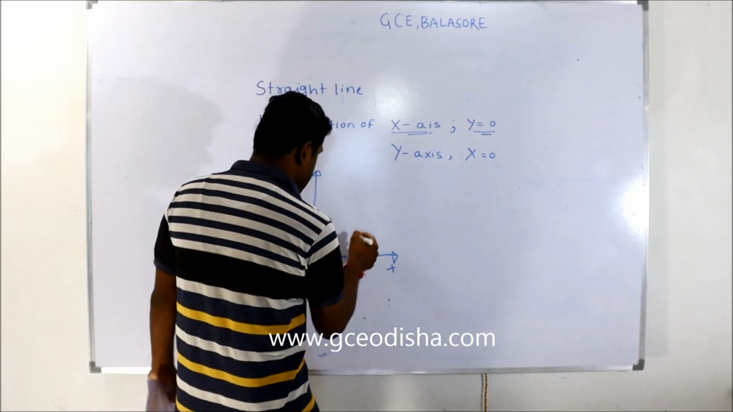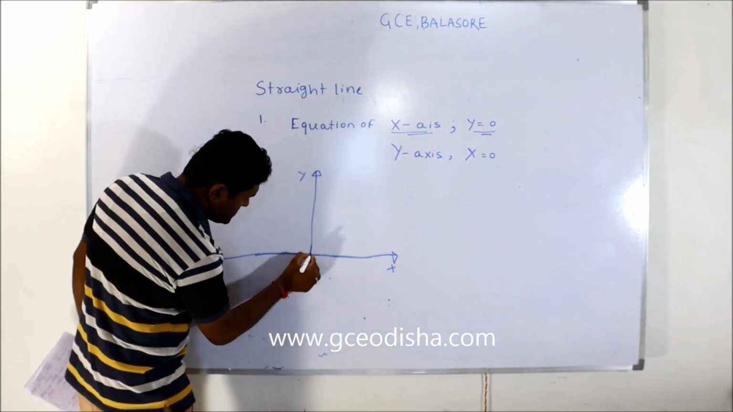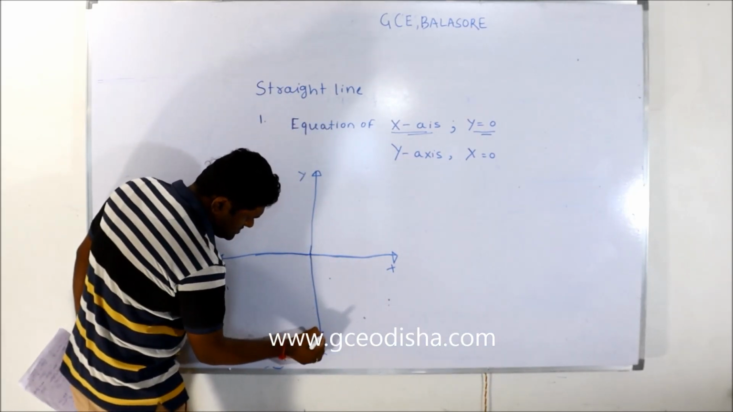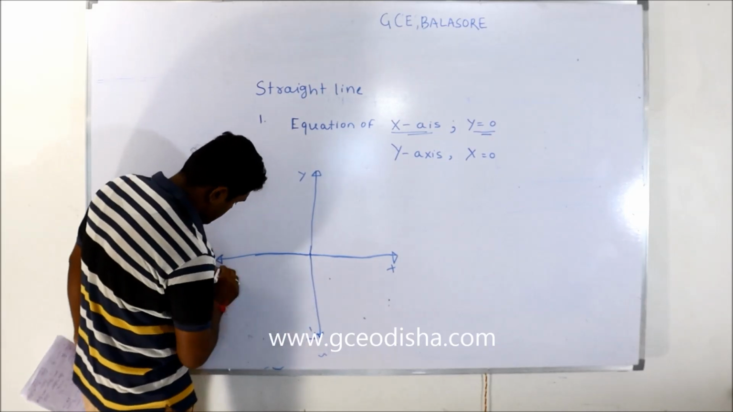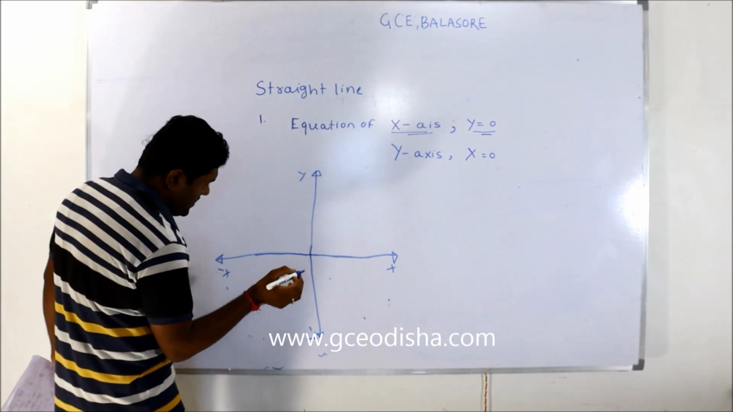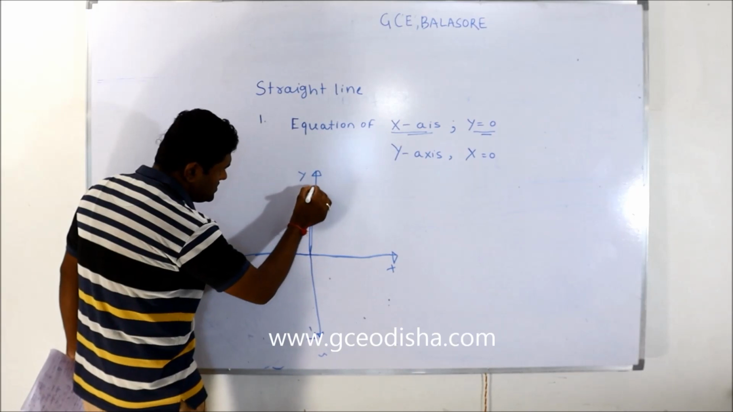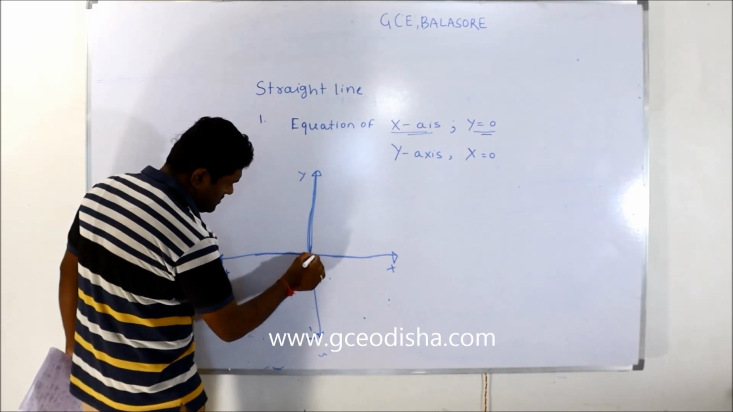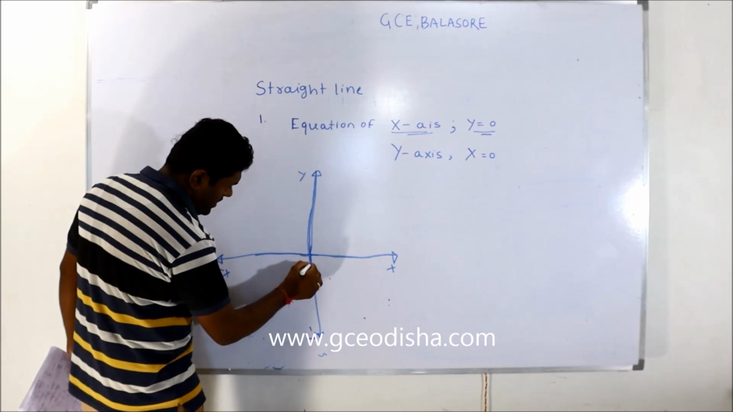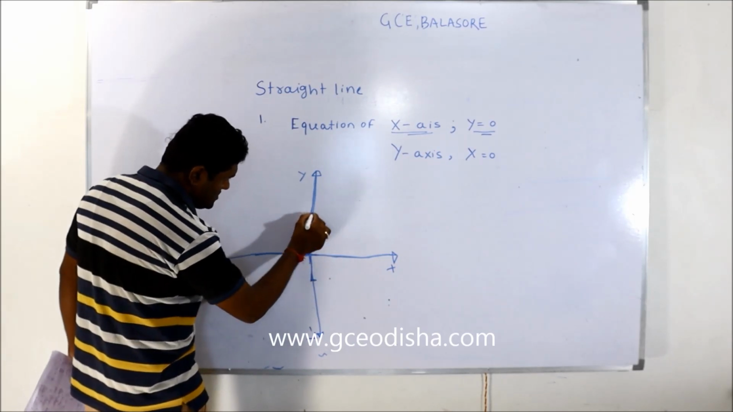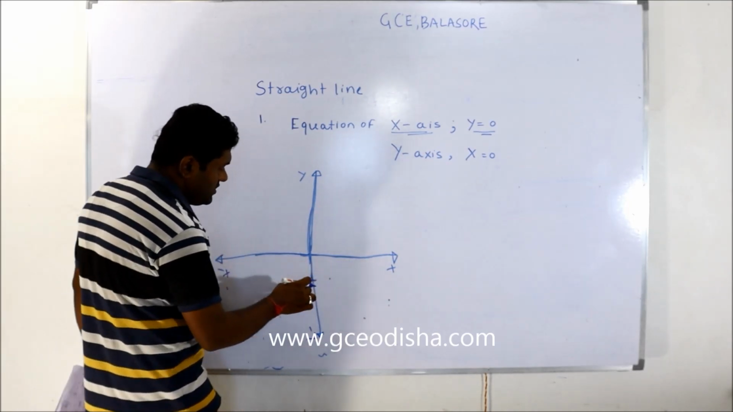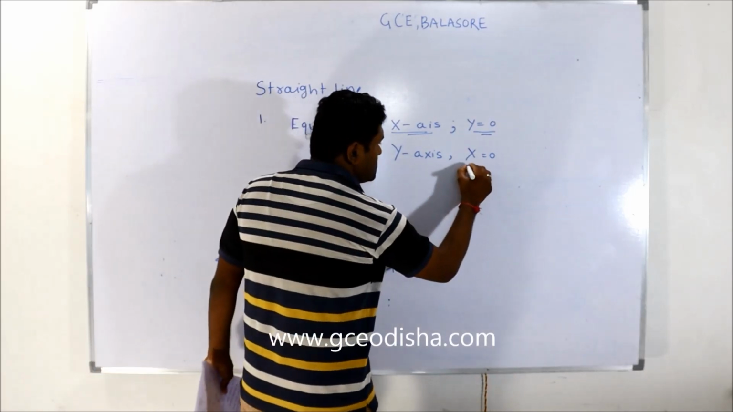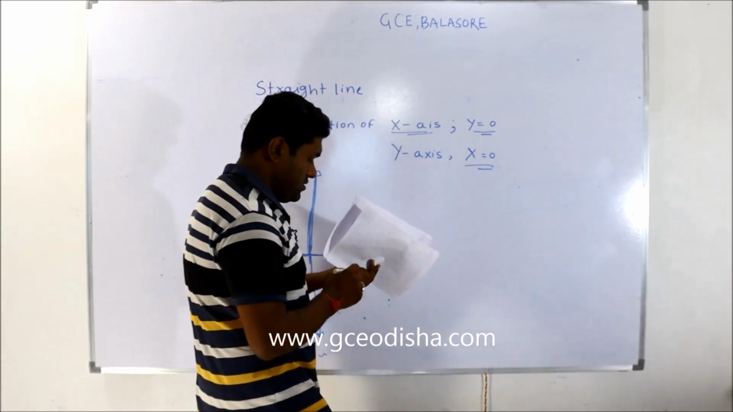Okay, in case of y-axis, this is the y-axis. In y-axis, x term is 0, x unit is 0, anywhere x unit is 0, because this is only a straight line, so x unit is 0. That's why this is called x is equal to 0.